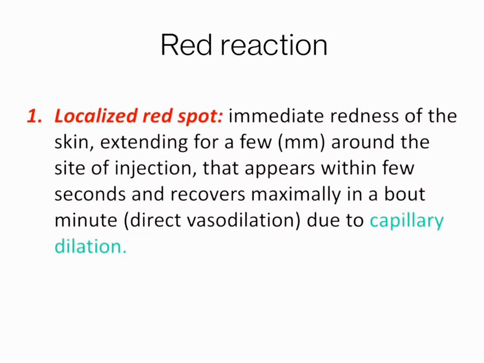Out of the three components of the triple response, number one is called the red reaction or localized red spot. In this, the skin becomes red in about 10 seconds. Redness occurs due to capillary dilatation, which is shown in the green color, that increases capillary blood flow. The capillary dilatation occurs due to the direct response of capillaries to the pressure. This is about the red reaction.